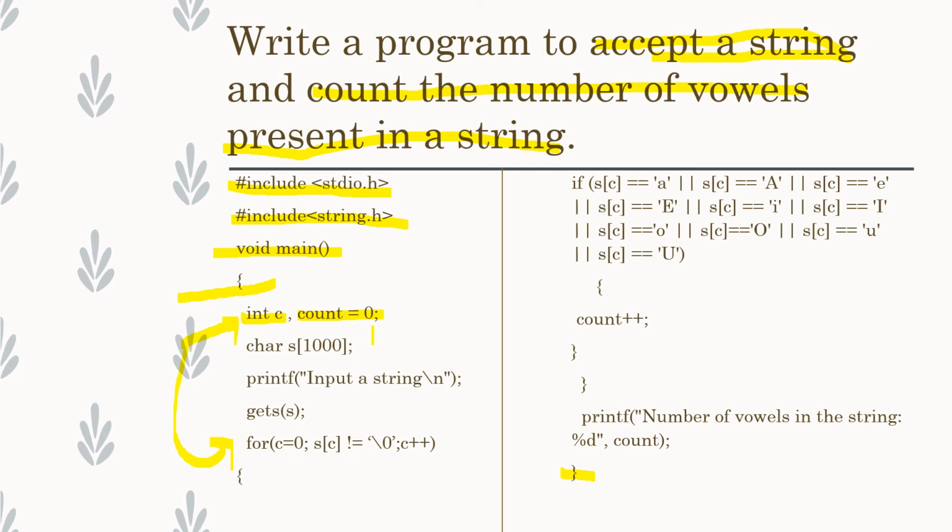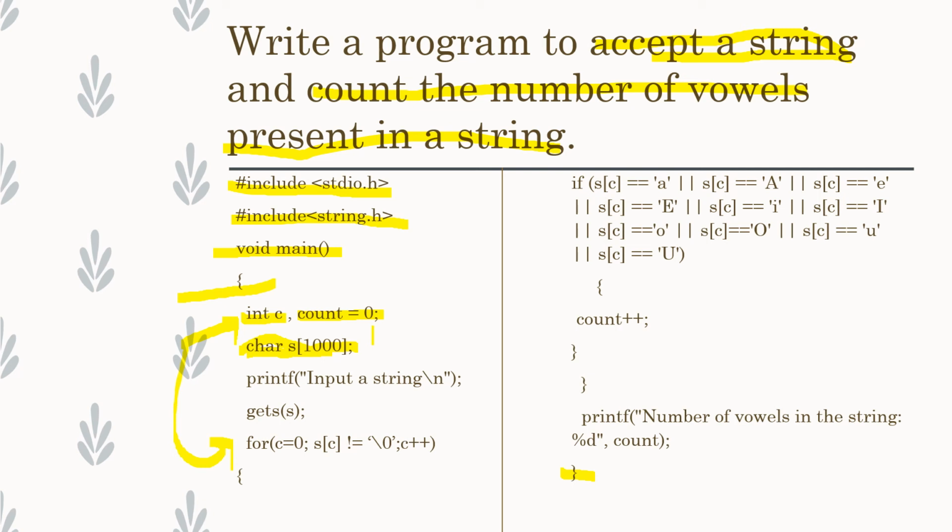Now I have taken one character array whose name is S and size is 1000. Why a character array? Because we have seen in the first slide, a string is a collection of characters, or a sequence of characters, or a one-dimensional array of characters, right? So that's why we have taken a character array of 1000 size. That is basically my string.